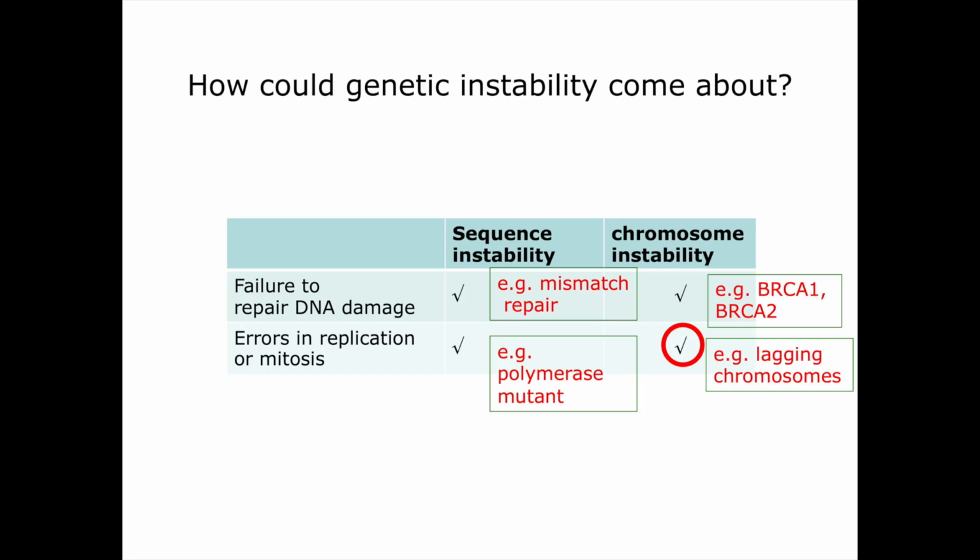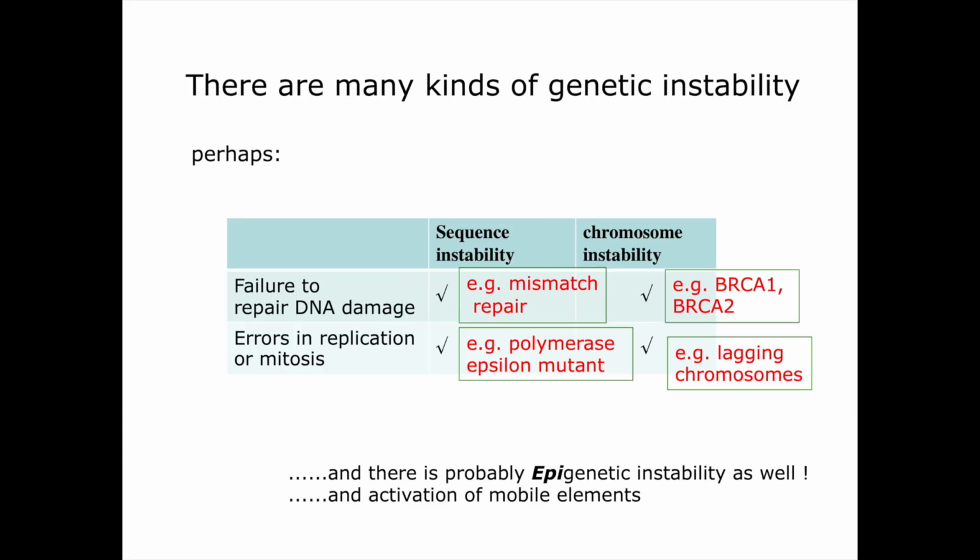So we have examples of all of these four possibilities, and there are clearly more than this. We also know that there can be epigenetic instability. Some colon cancers seem to be unstable in their DNA methylation and acquire a lot more DNA methylation than they're supposed to in the wrong places. And also we have to consider things like mobile element activation, which can give rise to DNA changes.